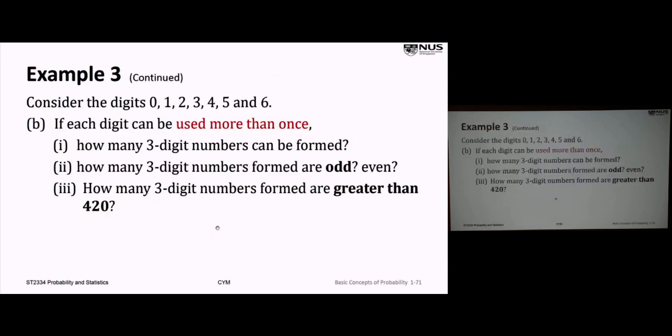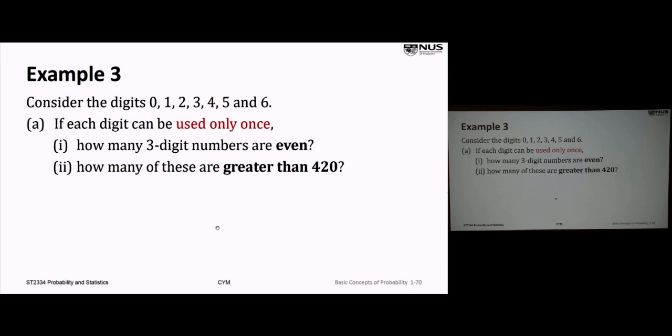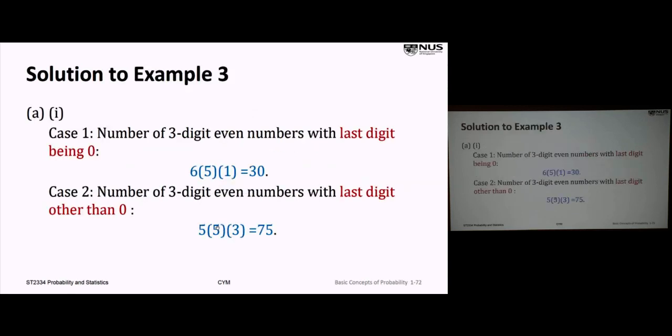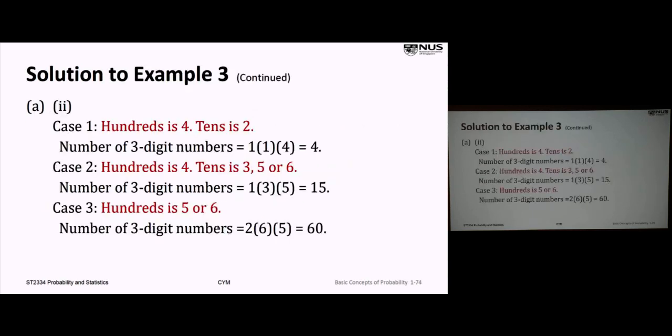Okay, now let's remind ourselves. We want to do part A part 2. That says I can use each digit once, and I have to work out how many of those are greater than 420. Okay, so here we are. Let's have a look at this. This scenario is going to be the case where the hundreds is 4 and the tens is 2.